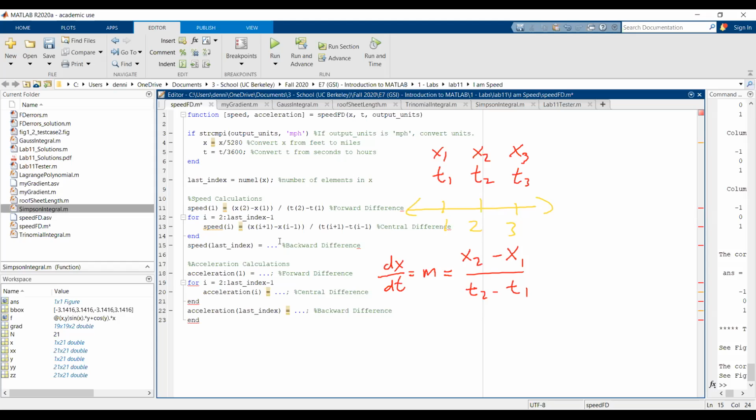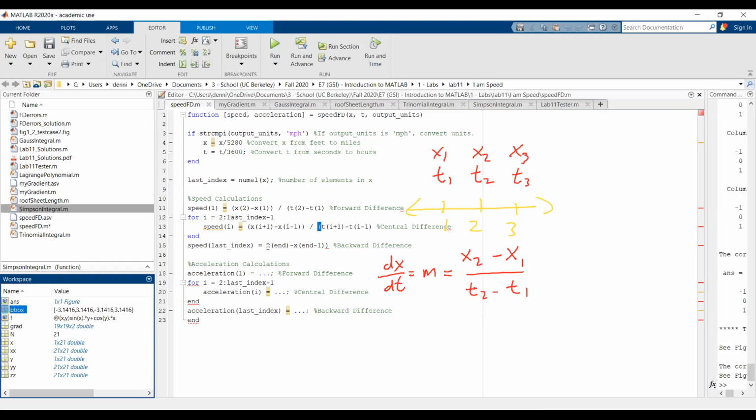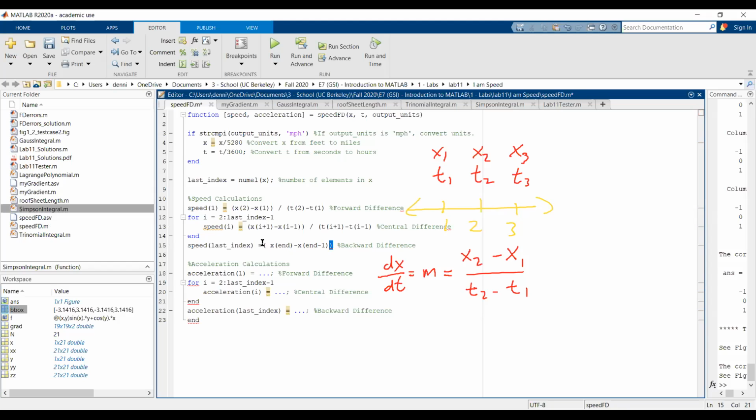Okay. And the backward difference. Similar structure over here. We'll do x(end) minus x(end minus 1). Simple enough for the first part. The second part isn't too different. Time end. Did I miss a parenthesis over here? Yeah, I did.